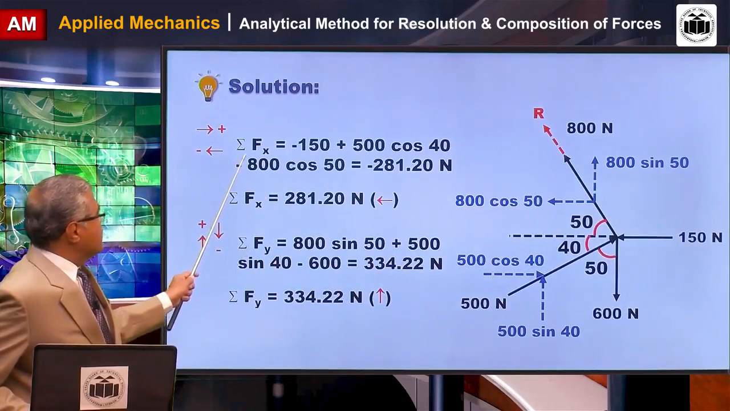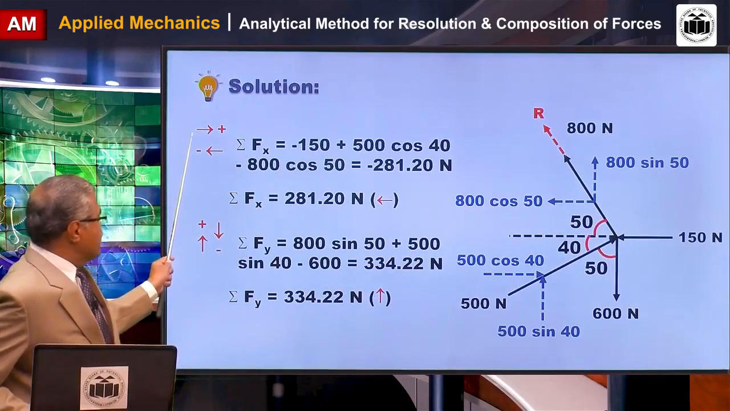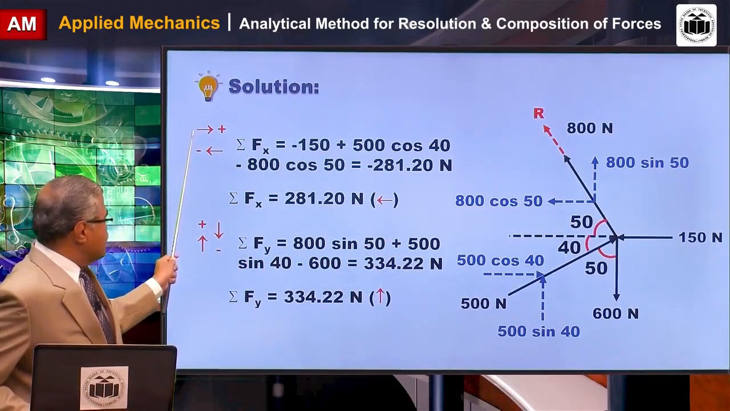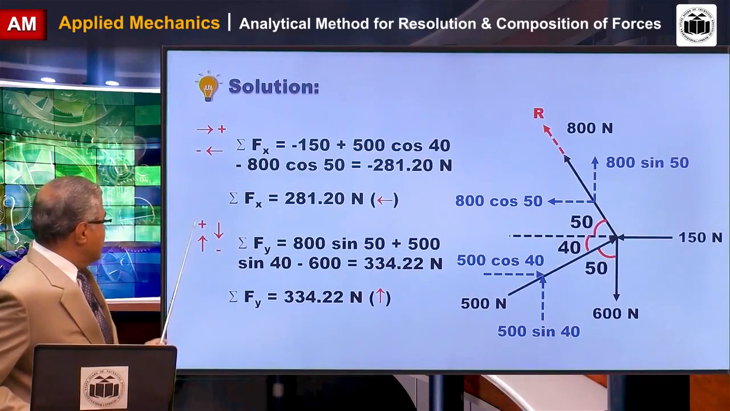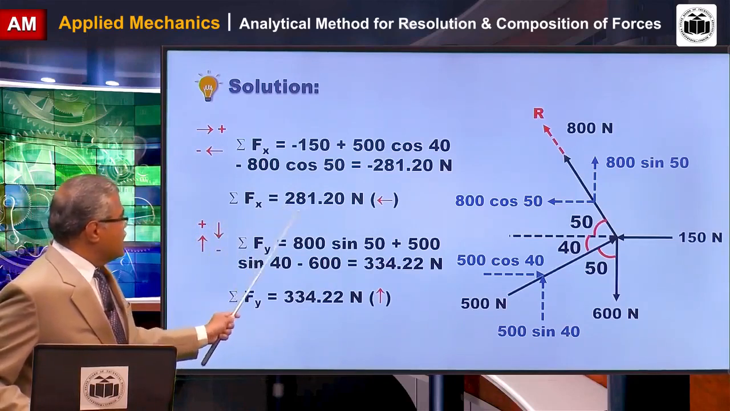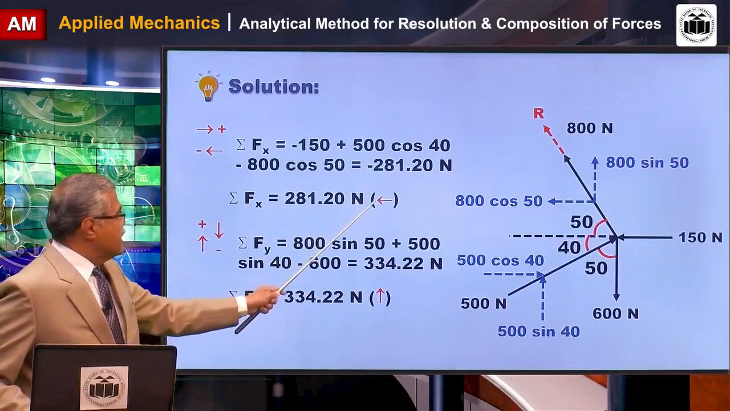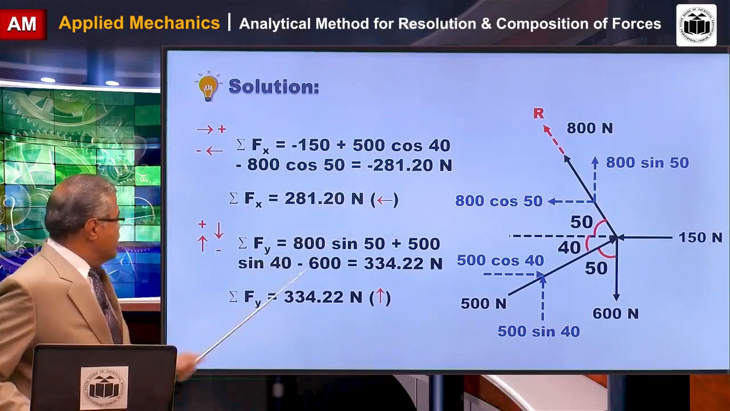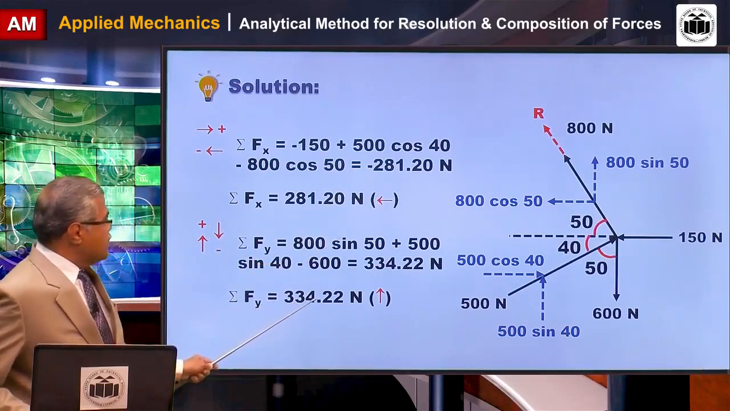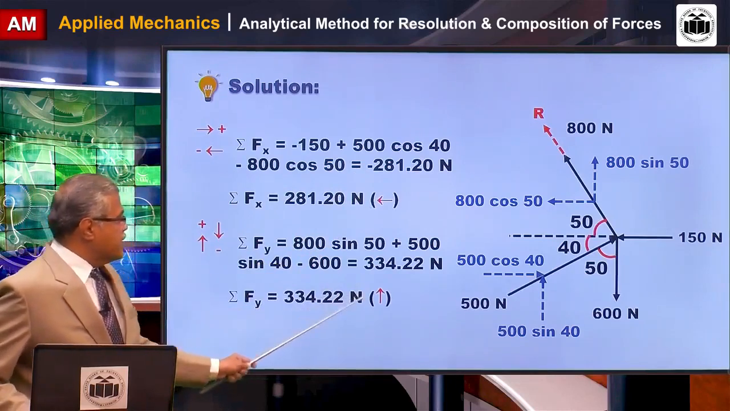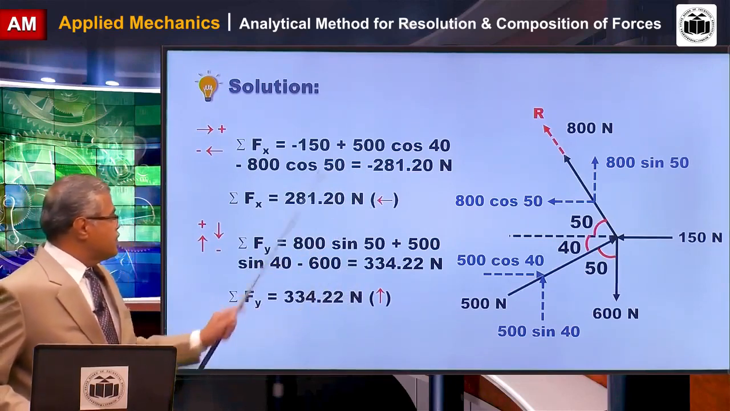While finding summation Fx, always remember the sign convention: forces acting towards the right are positive, forces acting towards the left are negative. In case of summation Fy, forces acting upward are positive, forces acting downward are negative. Here we get summation Fx as 281.20 Newton acting towards the left because it is negative. Then summation Fy is equal to 334.22 Newton, acting upward because it is positive.